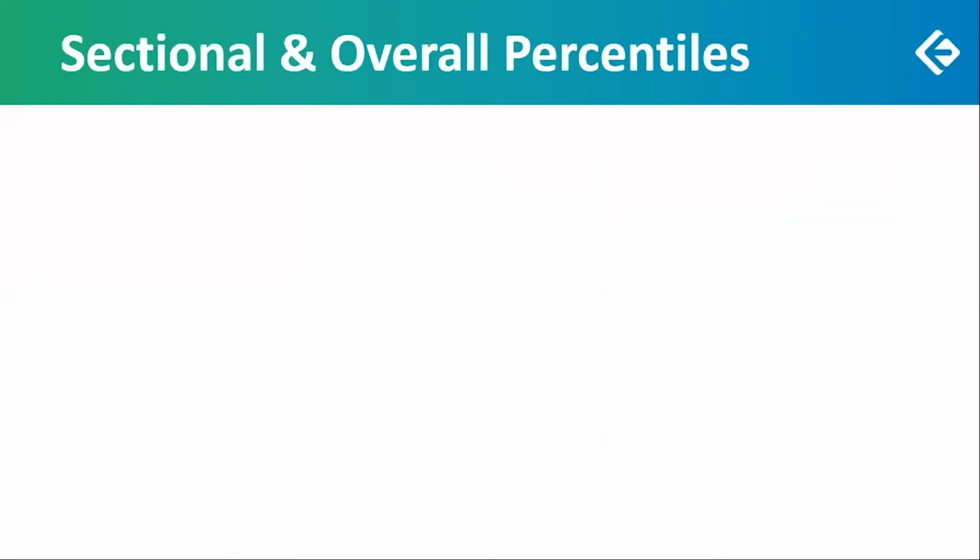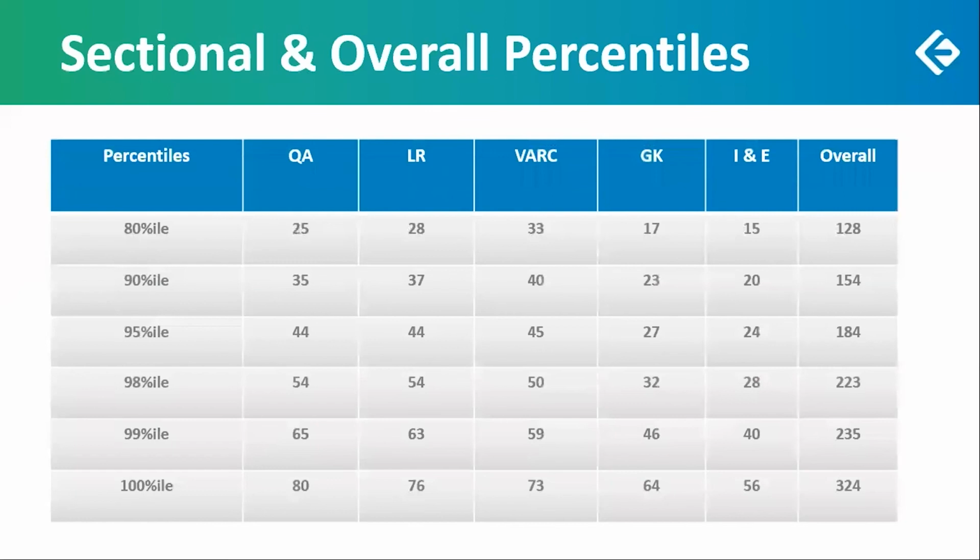Now let's come to the overall analysis also. So look at this chart. This shows you sectional as well as overall percentiles for all the sections. So check the first row out. 80 percentile you should get in the QA section at a score of 20. For LR, it is at a score of 28. VARC, it is at a score of 33. Same for GK, 80 percentile you can get at a score of 17 marks. And innovation and entrepreneurship, the newly introduced section, 80 percentile is somewhere near a score of 15. Overall, if you are able to score 128 marks, you will be an 80 percentiler in this paper.